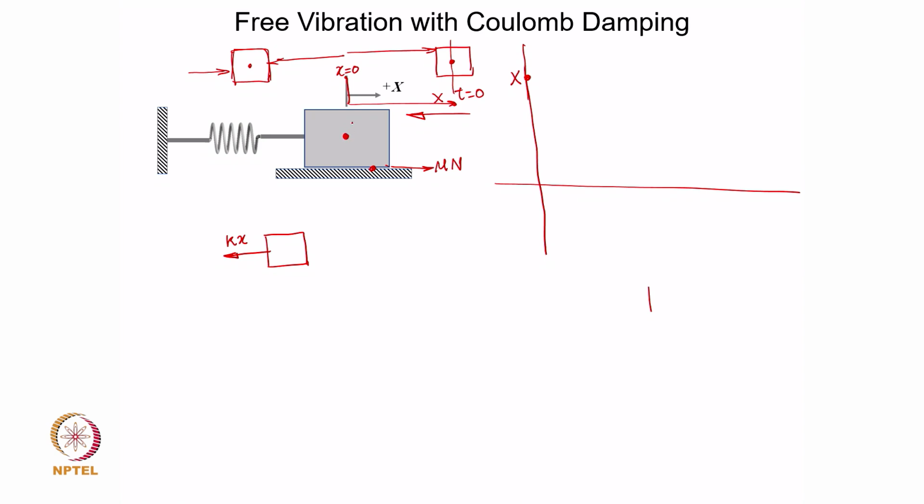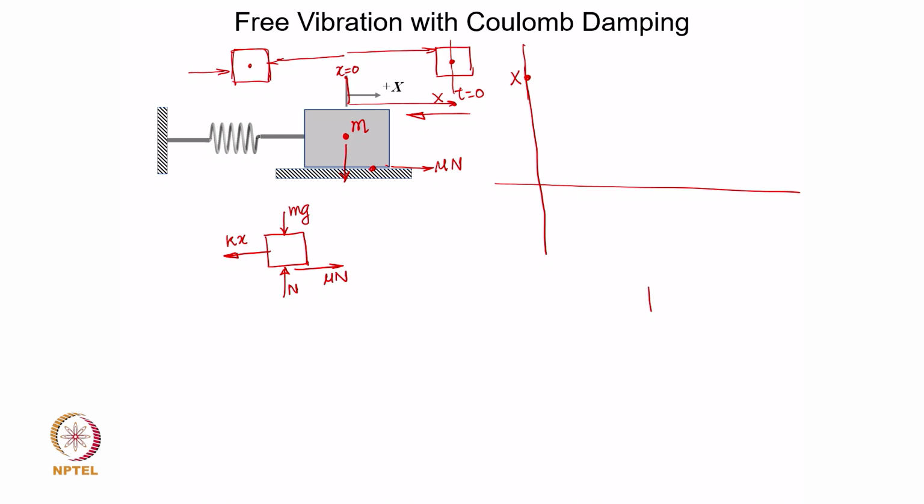Now, the body has a mass m. So, the force which is going to act on the body is mg, and there will be a normal reaction. In absence of any other force in the vertical direction, they will balance each other out. And so, this friction force will act in this direction.